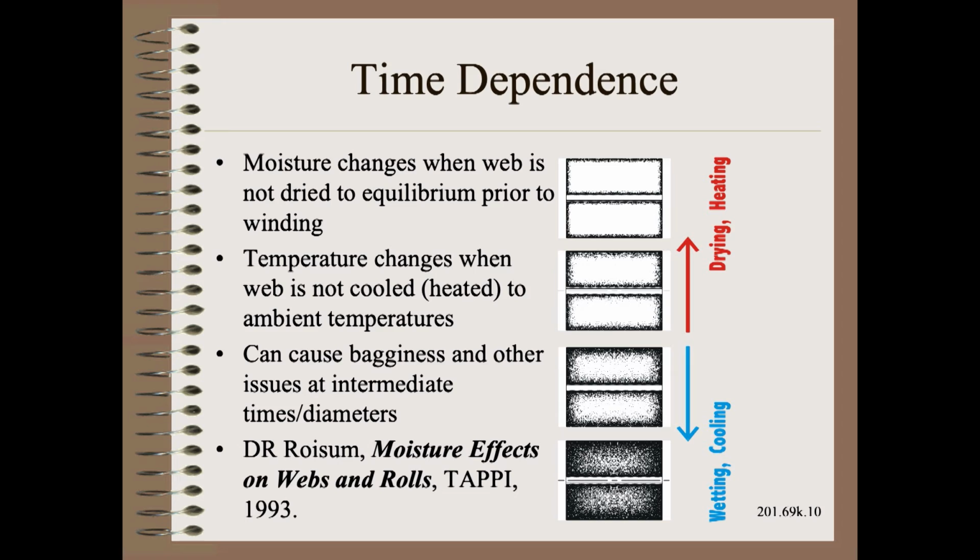Just because environmental temperature changes does not mean the web's temperature will change immediately. Just because environmental humidity changes does not mean the web's moisture content will change immediately. These and other physical processes take time.